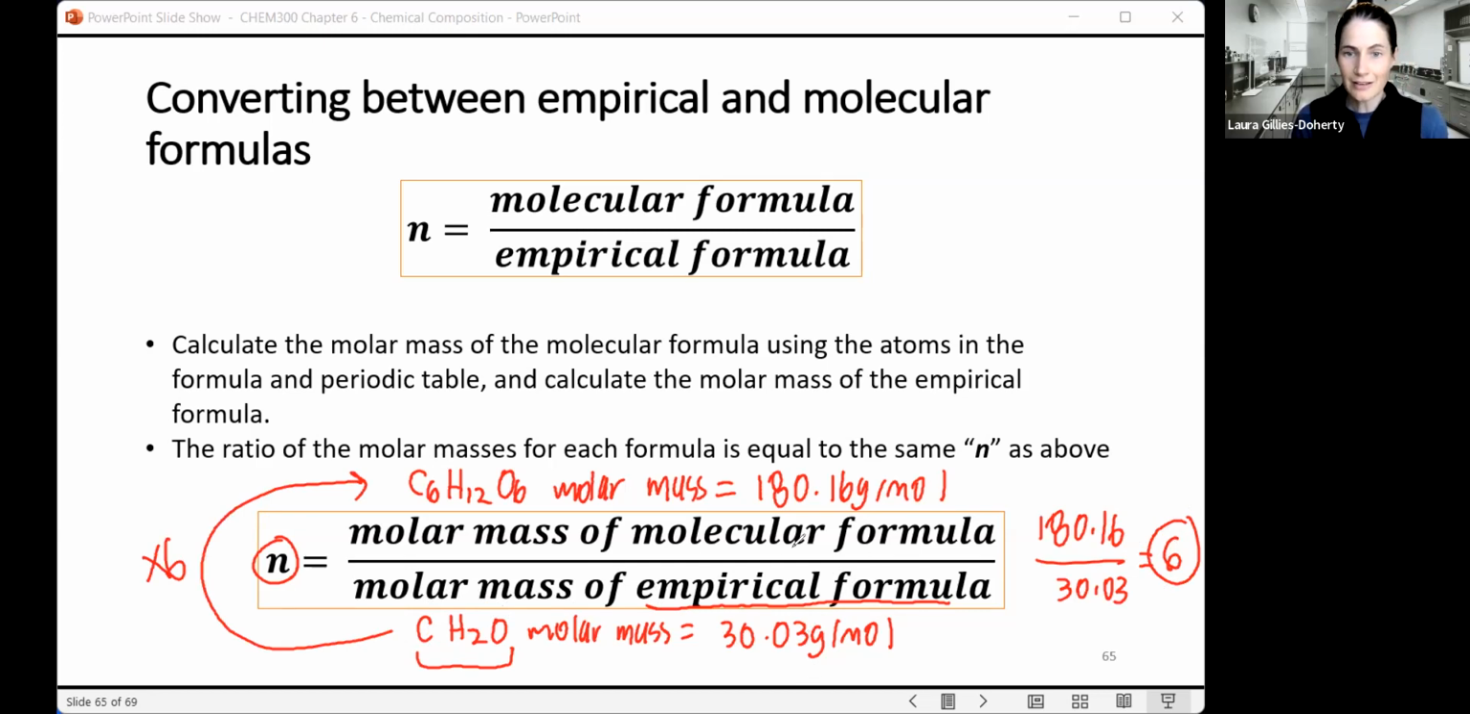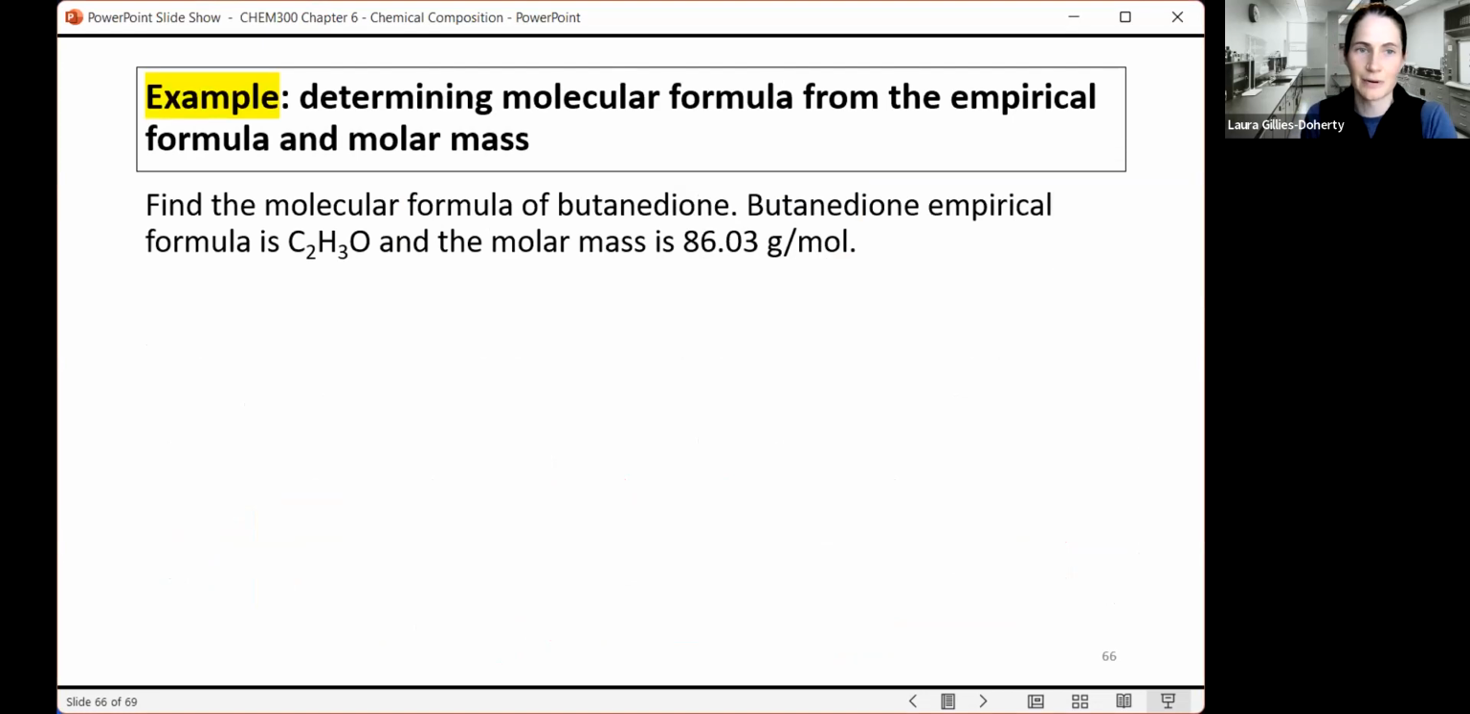So again, we know how to calculate empirical formulas from percent composition data. And if we know the molar mass of our molecular compound, then we can divide the two masses to get our N value, and then you multiply the empirical formula by N to get your molecular formula. So let's do some example problems. So let's find the molecular formula for butadiene. Butadiene's empirical formula is C2H3O, and the molar mass is 86.03 grams per mole.